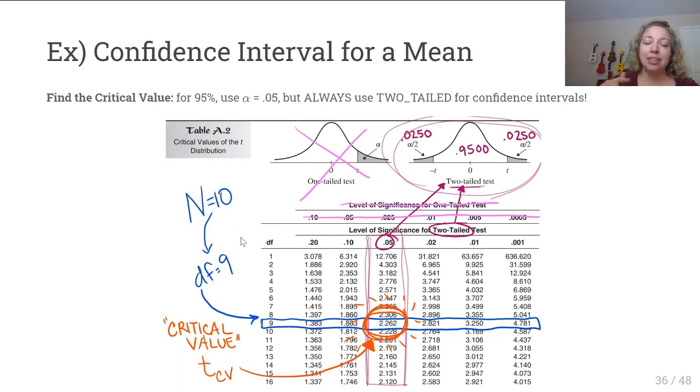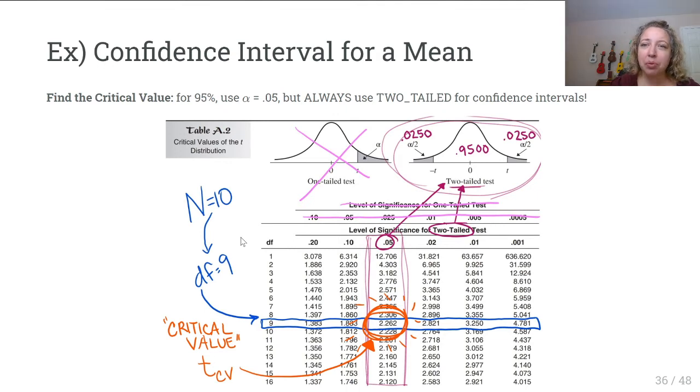And remember, on this table, we have to go with the degrees of freedom line that matches our data. Now this sample size was 10, so we're going to go to the line for 9 degrees of freedom. So we go down to that line of 9. Confidence intervals are always symmetrical, so they're always 2 tail. 95% confidence interval is matched with alpha 0.05. So that tells us the column to look in.